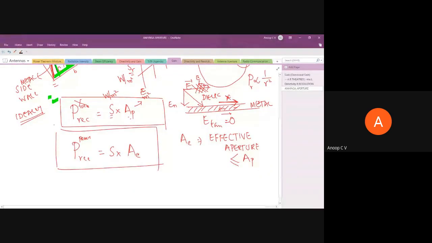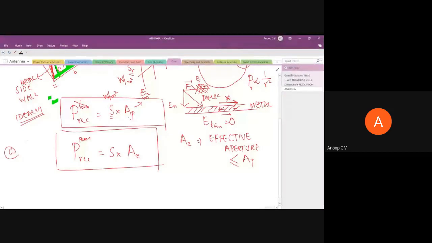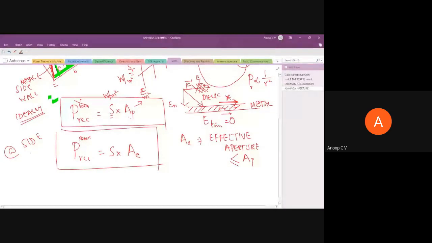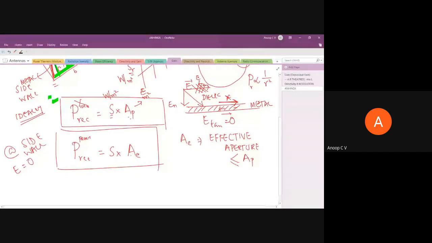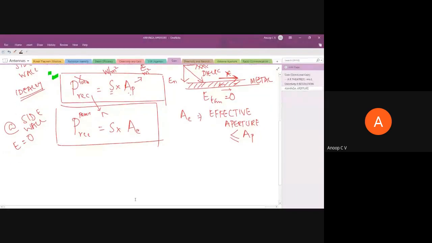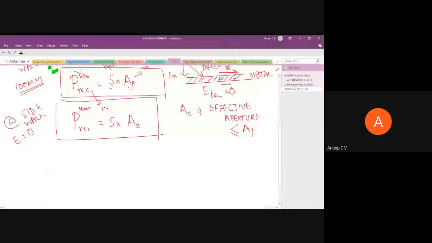This is the actual power received, because at the side walls E is equal to 0. So the actual received power is this, and it will be less than the ideal power received. And this aperture efficiency, now I'll define.